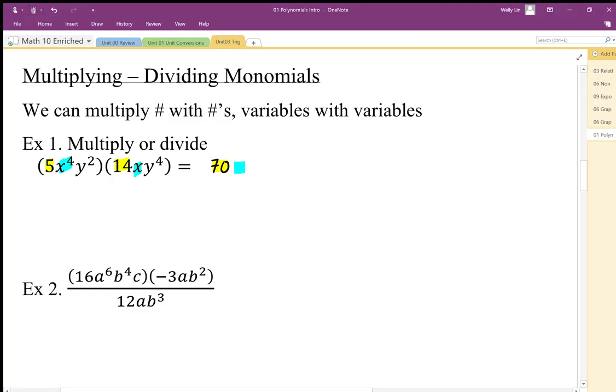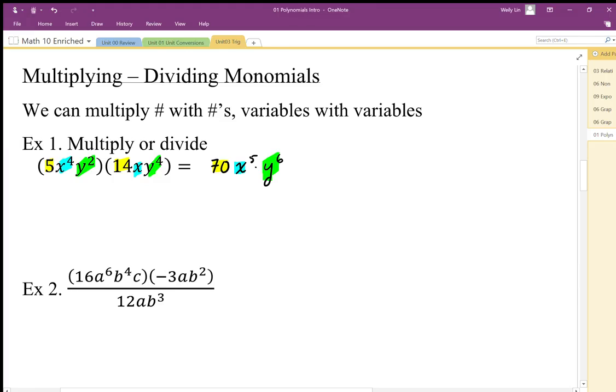so I end up with x to the 4 times x to the 1 is x to the 5, and I end up with y squared times y to the 4 is y to the 6. So there's my y to the 6, and that's it. I'm all done. A monomial times a monomial gives me a monomial. Here, I have a monomial times monomial divided by monomial. I should have just one term.